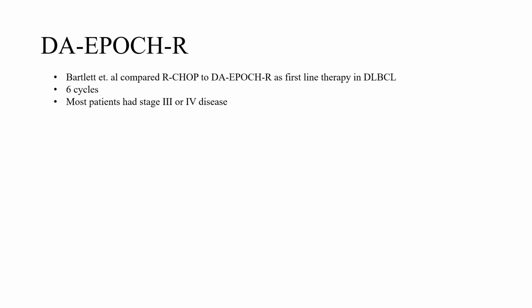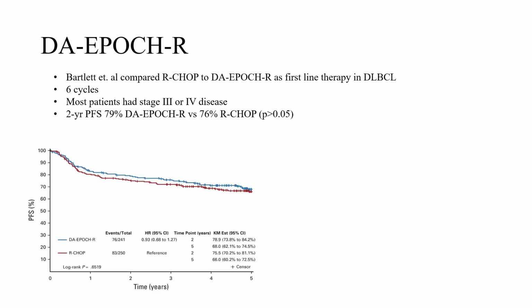Most patients had either stage 3 or 4 disease. And what they found was the 2-year progression-free survival was 79% in dose-adjusted EPOCH-R versus 76% in R-CHOP. And that was not a significant difference. So you can see the PFS graph here. The R-CHOP line is in red and the EPOCH is in blue.